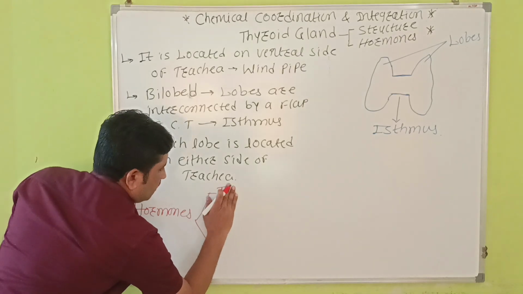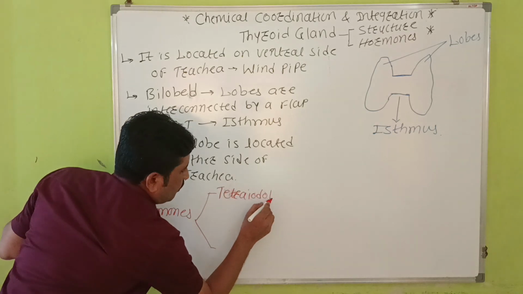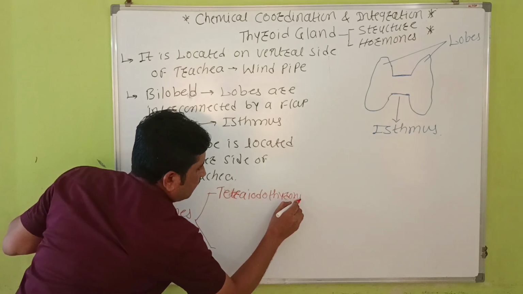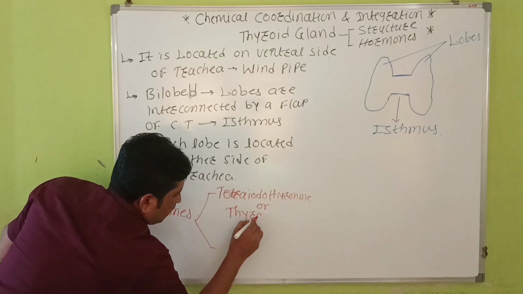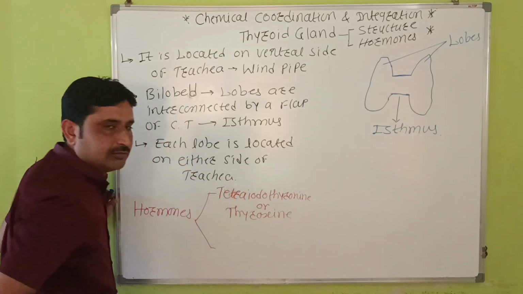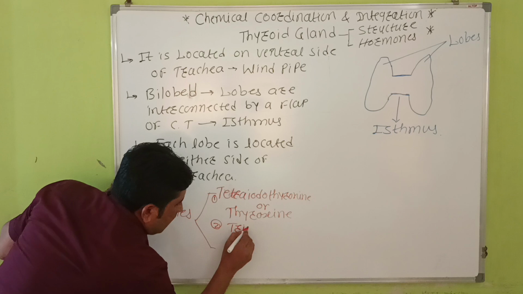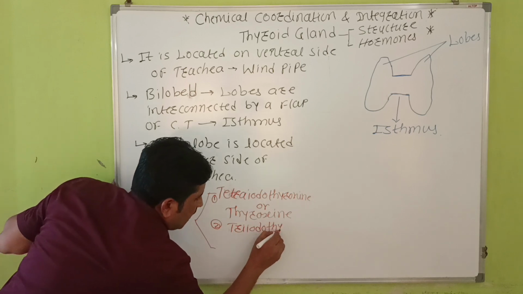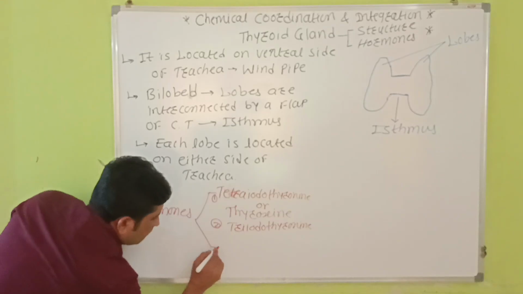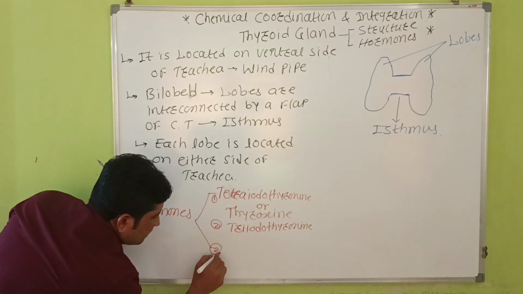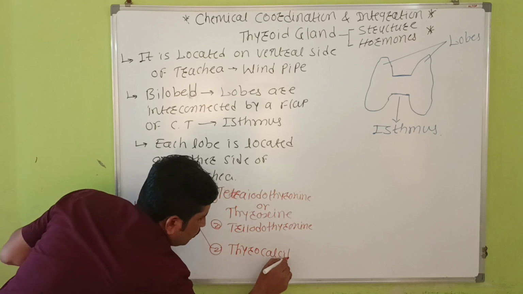थायरो टेट्रा आयोडोथायरोनिन और थायरोक्सिन, उसे ये कहते हैं थायरोक्सिन. और सेकेंड, this is first, and second tri-iodothyronine, right? And then the third, that is the second. This is first category, and this is second category. That is thyrocalcitonin.